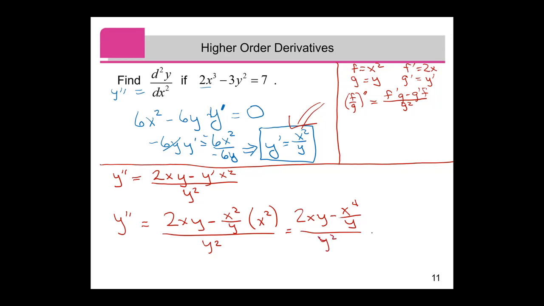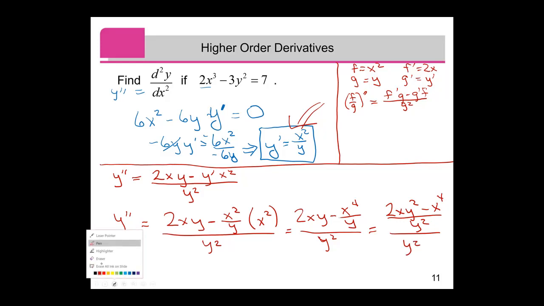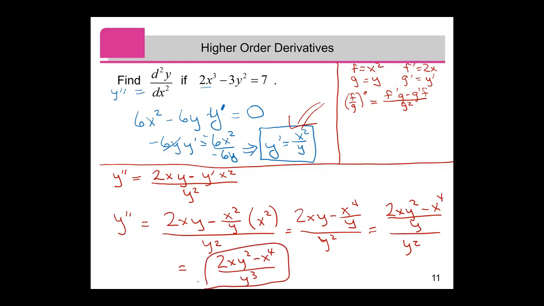I'm going to have to get a common denominator. This is not an acceptable fraction. We want a fraction, not a fraction over a fraction. So I'm going to multiply by y over y for the 2xy, which gives me 2xy squared minus x to the fourth over y squared over y, over y over y. Still good? And then I'm just going to simplify that to 2xy squared minus x to the fourth over y cubed. And I don't think I made any mistakes. I'm not sure.